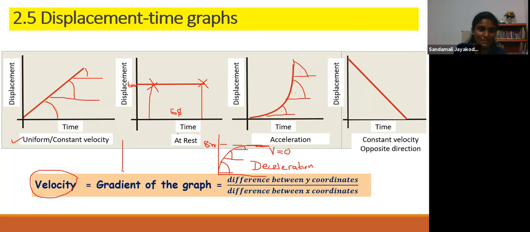There can be a combination of this kind of graph. Sometimes like this is a uniform velocity or a constant velocity, and sometimes it has rest and it is accelerating, and again velocity is increasing but in an opposite direction.